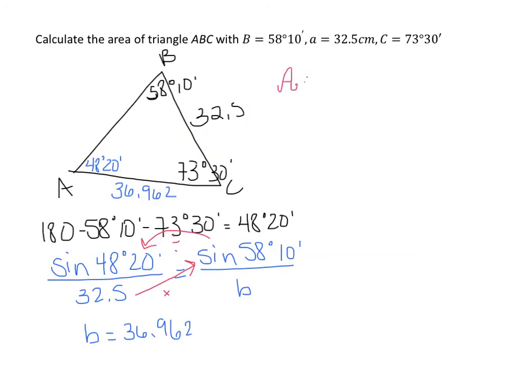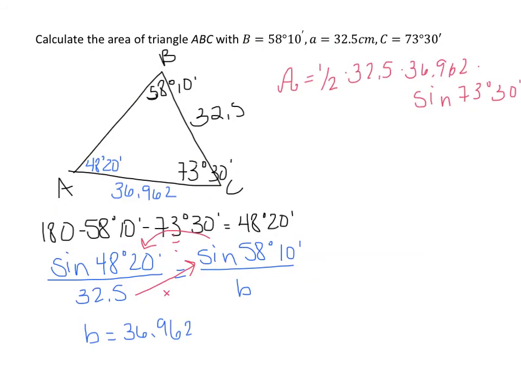So the area will be 1/2 my first side of 32.5 times my second side, which is 36.962, times the sine of 73 degrees 30 minutes. And I will put that whole thing directly into my calculator.